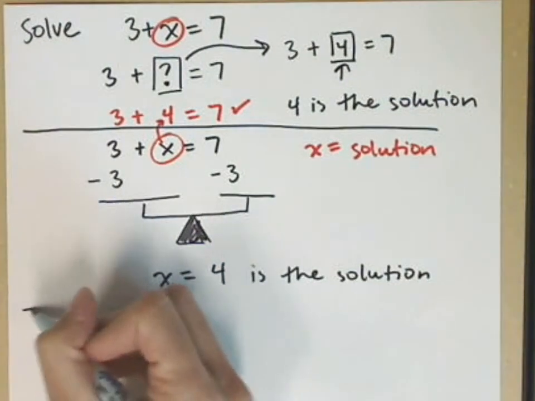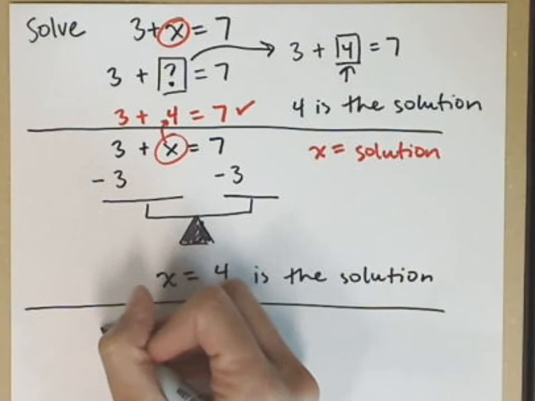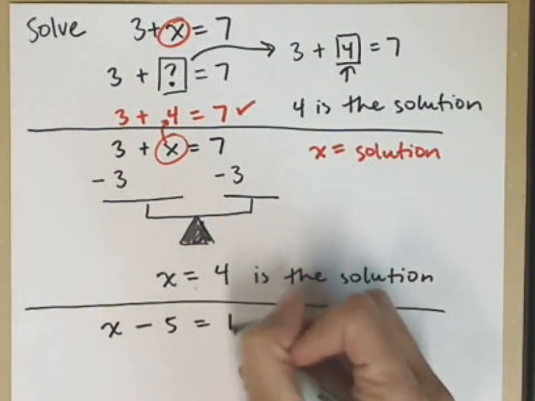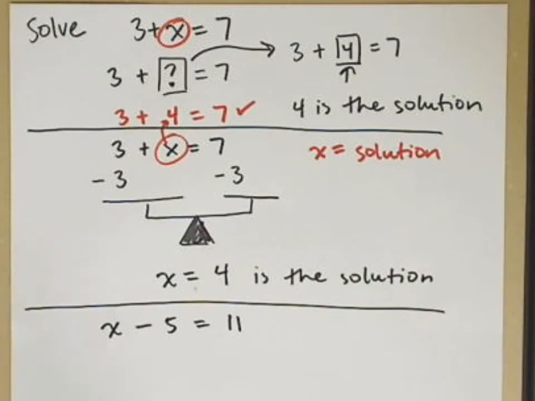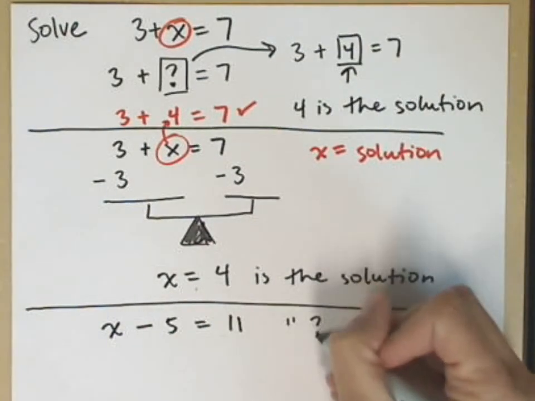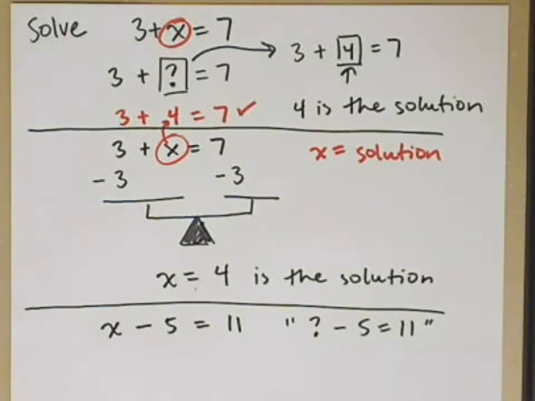Let's do another equation. Okay, second example. For this one, let's say that we have x minus 5 equals 11. Now again, you can probably think through this one, and I think guessing is a good place to start. This says, what minus 5 equals 11? So I'll let you guess at that one. We'll see if you're right in a second.